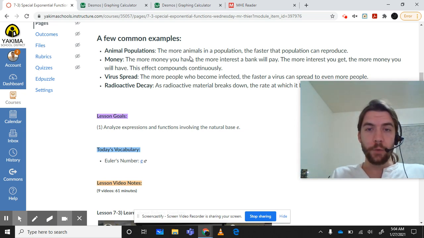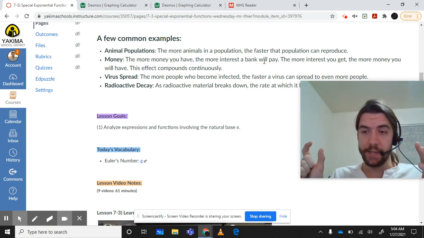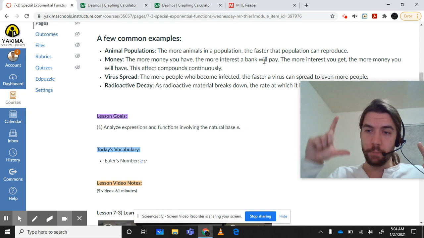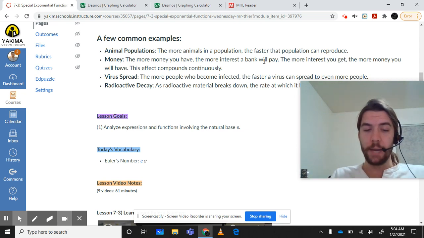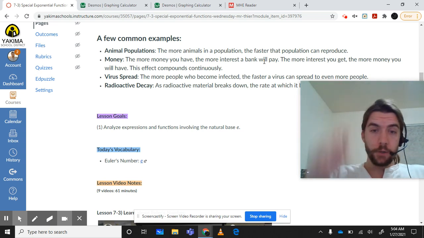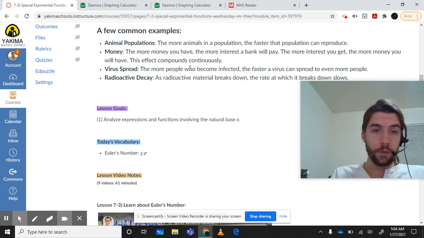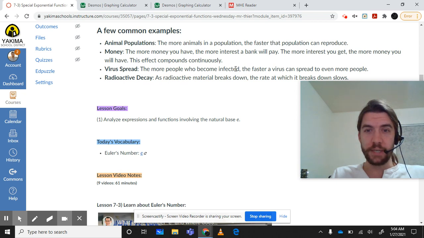So the more money you have, the more interest your bank pays. Well, the more they pay, therefore your total gets bigger, and the next time they pay you interest, they're going to give you more interest than last time. So the rate at which your earnings are increasing, that interest payment is getting bigger and bigger and bigger as time goes on, because those interest payments are making your total sum in the bank bigger. So you get bigger interest payments. So it kind of continuously compounds that way.